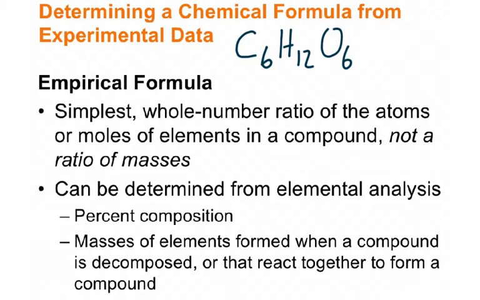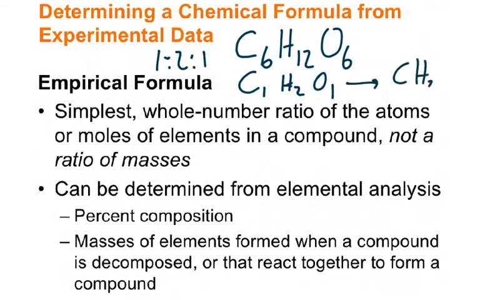However, if I asked you to reduce this formula, you can easily see that the subscripts are divisible by 6. If we were to reduce this, you can divide everything here by 6, and you would get a 1 here, a 2 here, and a 1 here. In other words, you'd get a 1 to 2 to 1 ratio. Okay? Now, the reduced form, and again, we don't have to put the 1s here. We could just write it like this.